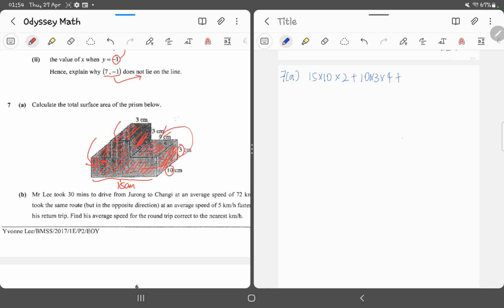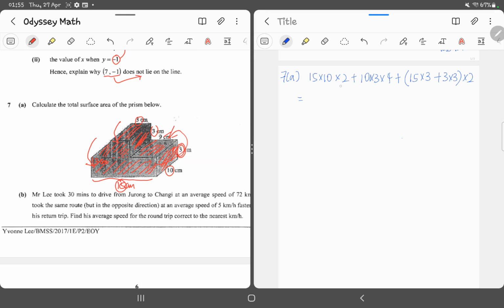So the area of this side that I have shaded will be 15 times 3. Let me visualize it for you. It will be this area first, 15 times 3, plus this square area, that will be 3 times 3. And then I multiply by 2 to account for the other side.